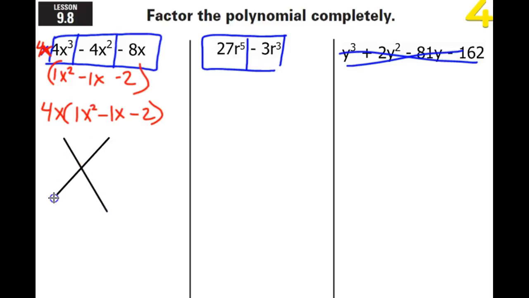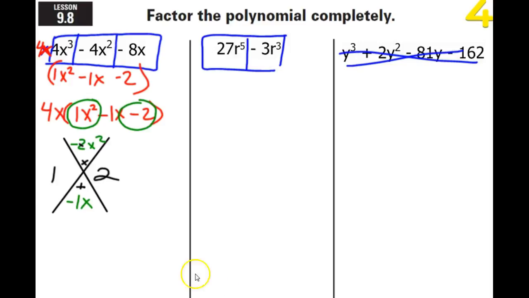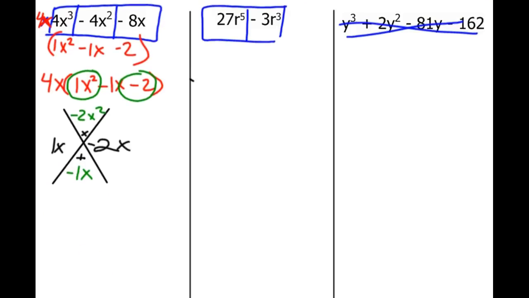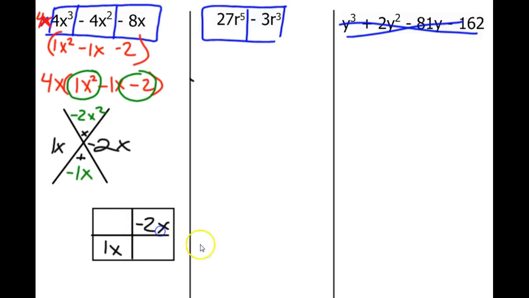So from here, I can do my diamond. Multiply my first term and my last term. We have negative 2x squared. In the middle, I have negative 1x. What multiplies to get negative 2 but adds to get negative 1? Well, the only things that multiply to get 2 are 1 times 2. So those both have x's. The 2 needs to be negative in order to give us 1 more overall. And you will have your box with 1x and negative 2x.